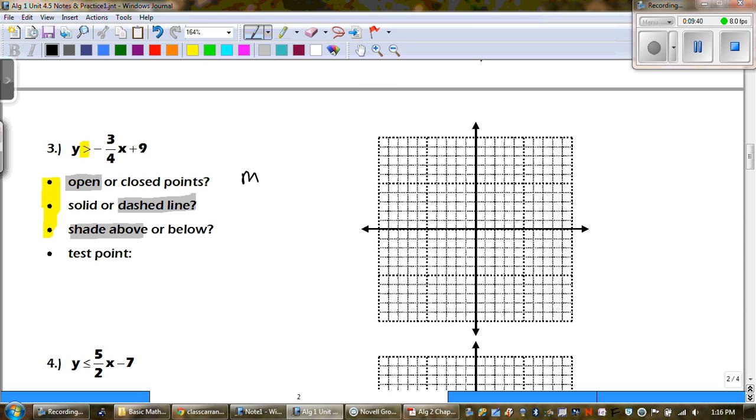Okay. Our slope is -3 over 4. -3 over 4 means this line is going to fall. All right, and our y-intercept is (0, 9). So starting at (0, 9), I'm going to have an open point, and then I'm going to go down 3 over 4. Down 3 over 4. Okay? And now in between there, we need to have dashed lines.